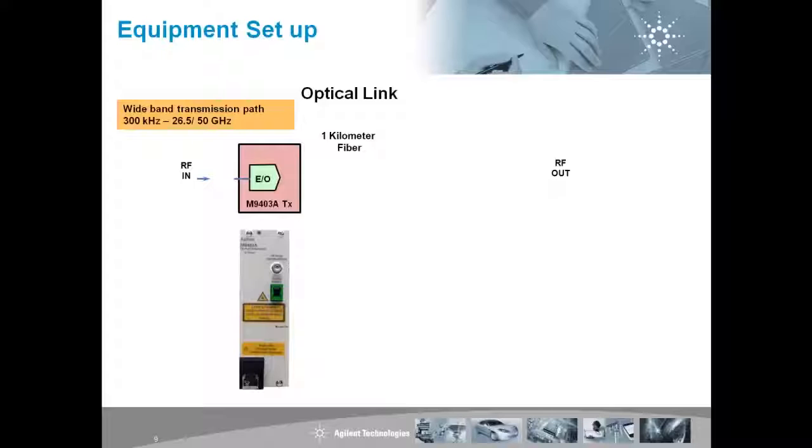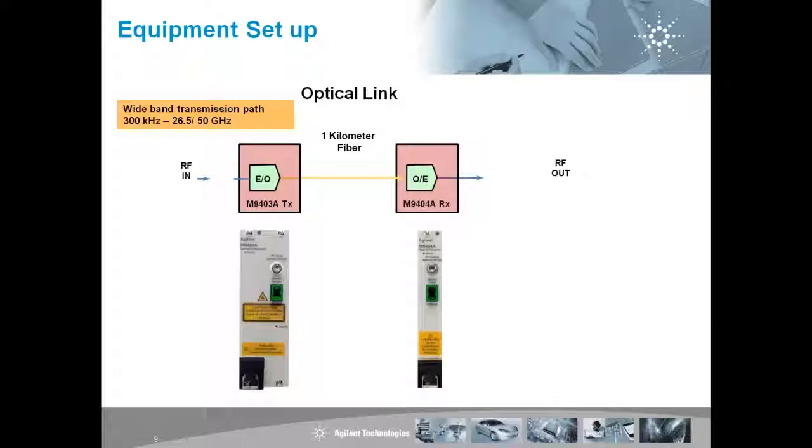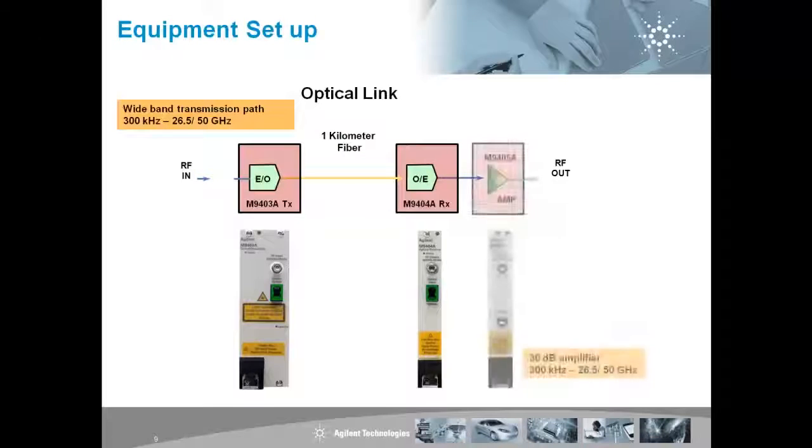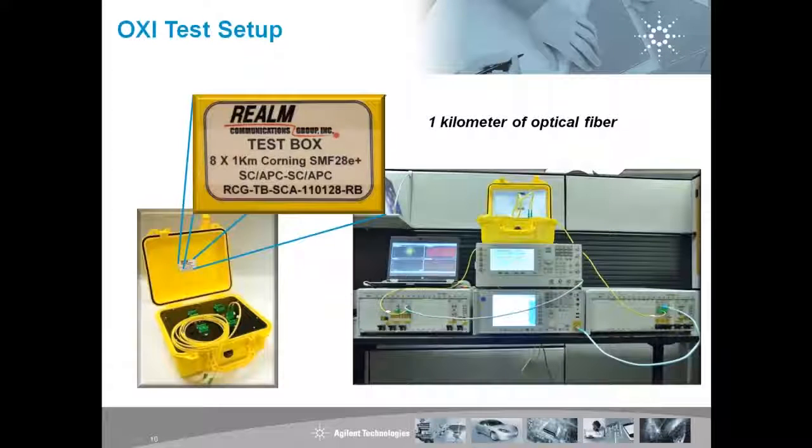The M9403A is a transmit module, modulating the RF signal onto an optical signal and transmitting it down a single mode fiber path. In our case, we'll be transmitting it down a 1 kilometer fiber path. The M9404A is the receive module, receiving the modulated optical signal and converting it back into an electrical RF signal. The M9405A is our 30 dB amplifier, used to overcome the conversion loss of the link. For our test fiber, we'll use the 1 kilometer cable found in this optical test box.